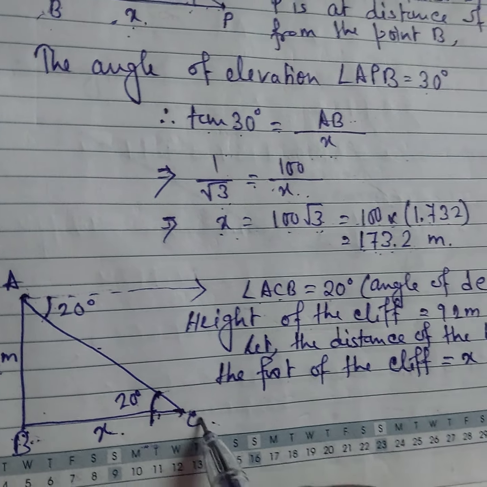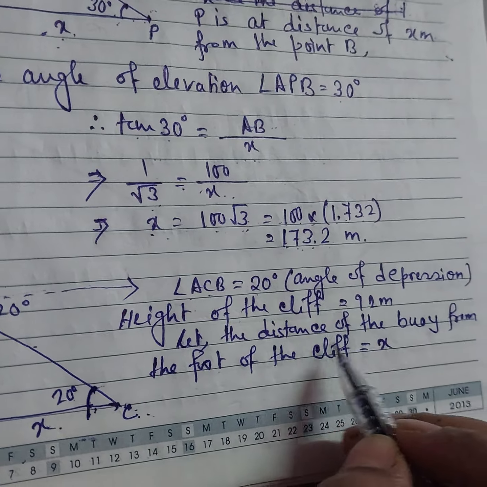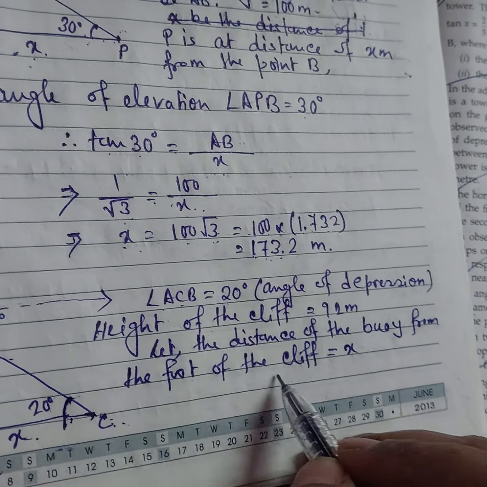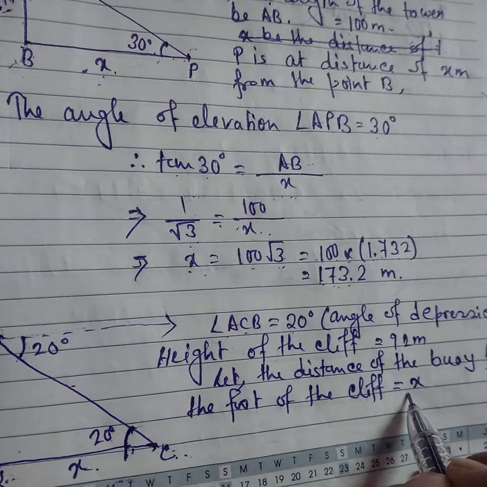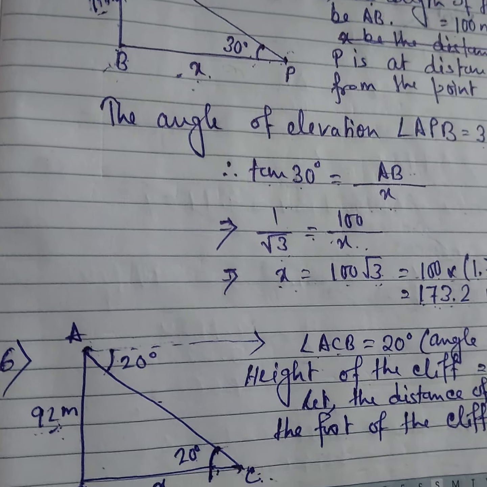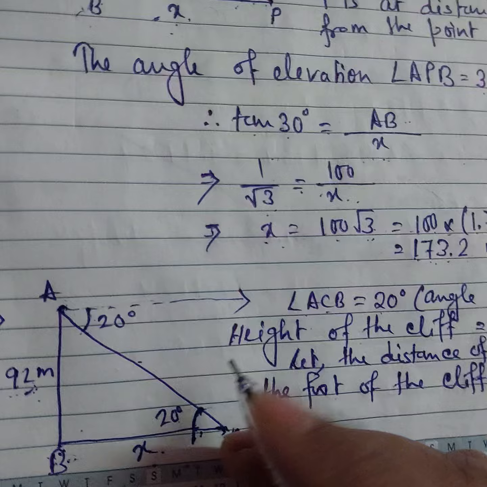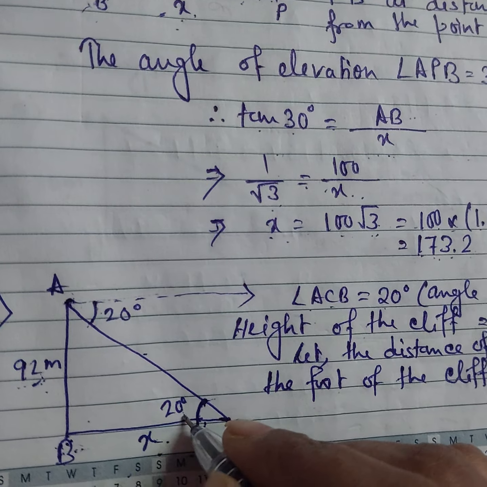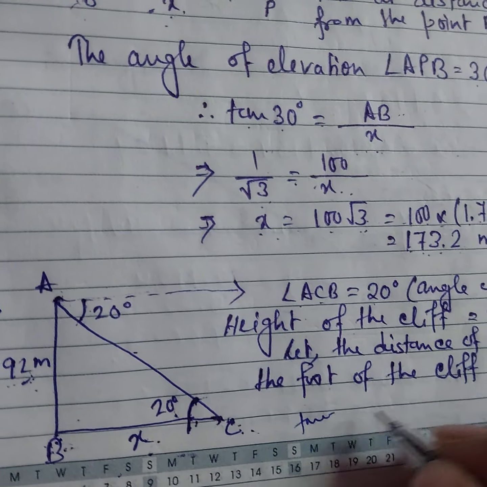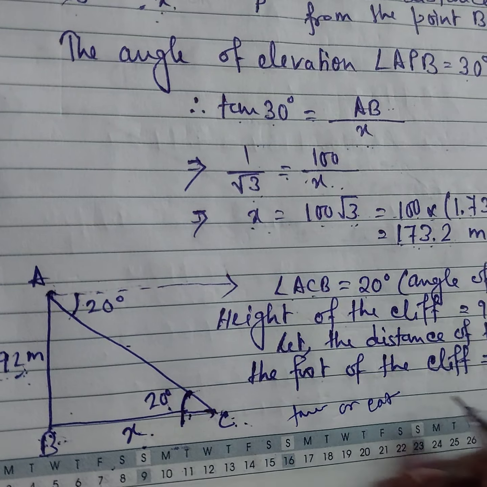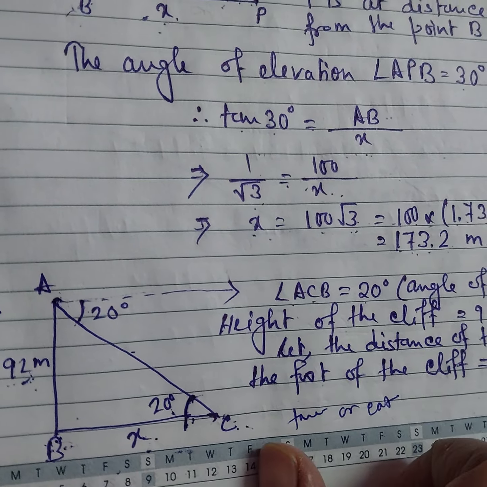So let the distance BC be equal to x. The distance of the boat from the foot of the cliff will be x. So here perpendicular and base are involved, and the angle of depression is given as 20 degrees. You can take tan identities or cot identities. I am taking cot for this sum.